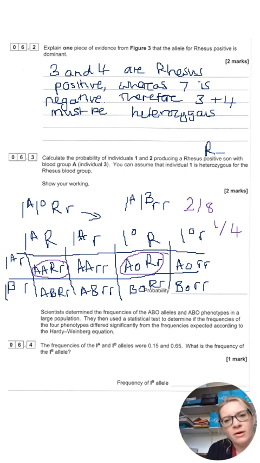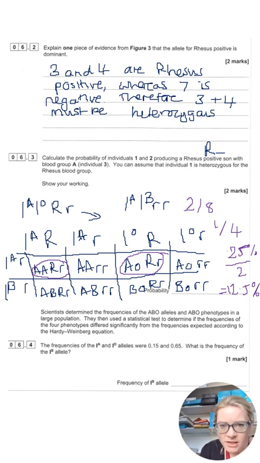Okay. Now, 1/4 is 0.25, or 25% is the probability that they will have a child with blood group A who is rhesus positive. But we're not looking for a child, we're looking for a boy. And there's a 50% chance you'll have a boy or a girl. So all we need to do with that is we need to half it to get the probability of a boy. So we divide that by 2. And that gives us 12.5%.